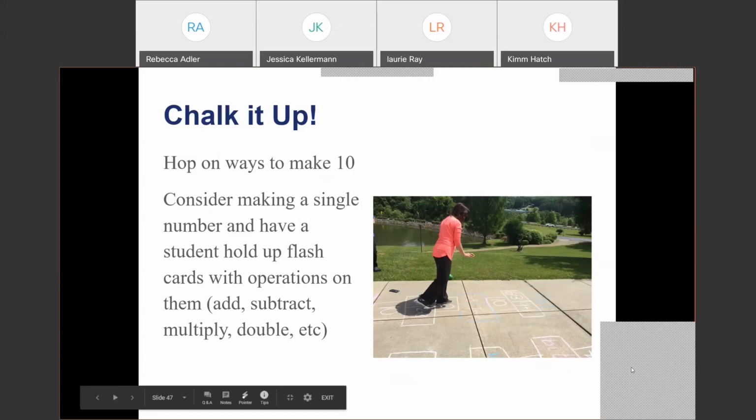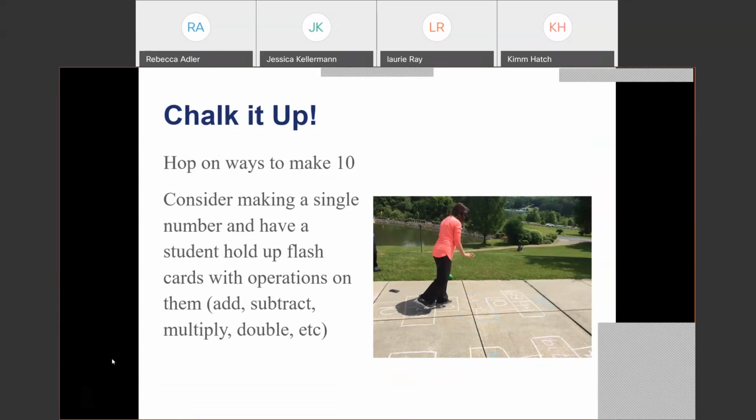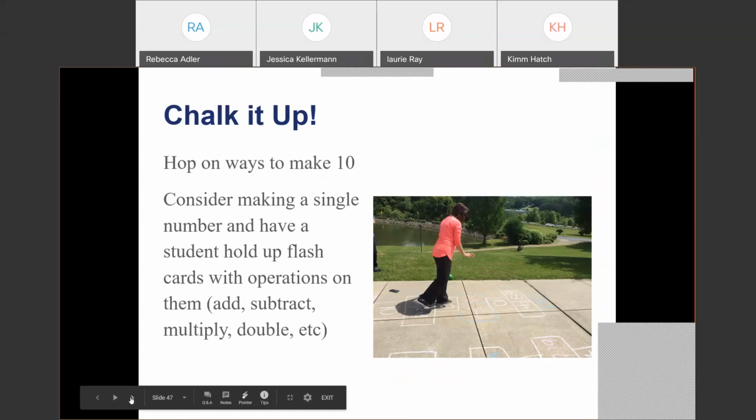So it works on order of operations, just that quick mental math that they were able to do in their head because they have to think on the fly. And yeah, that's about it. So go to the next one for me, please.